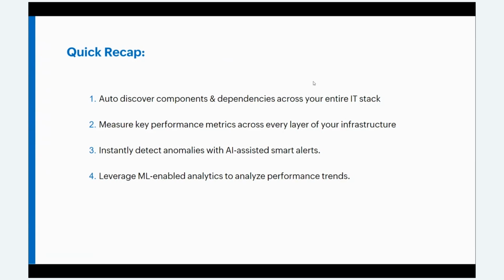Today we saw how we can auto-discover components and dependencies across your entire IT stack. Then we learned how we can measure key performance metrics across every layer of your infrastructure. Then we learned how we can instantly detect anomalies with AI assisted smart alerts. Here we learned how we can define thresholds and how, when these thresholds are violated, an alarm can be generated. And how, when each of these alarms is generated, we can also initiate remedial measures to resolve these issues instantly.